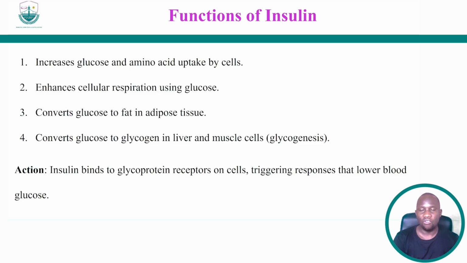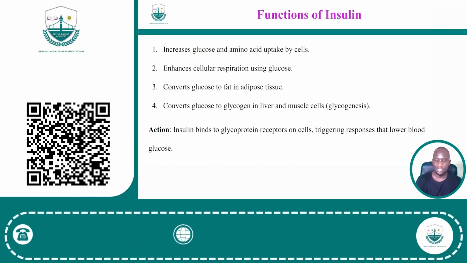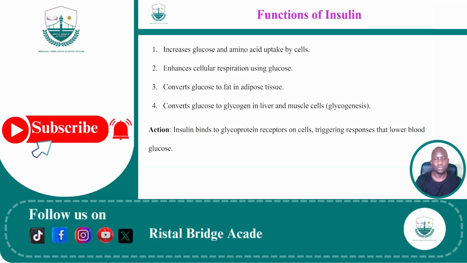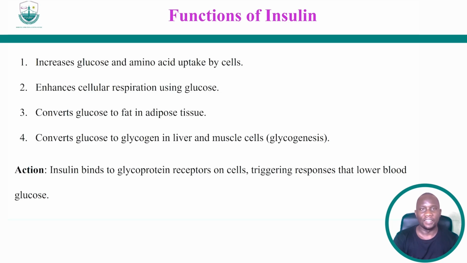And then it converts glucose to other substances. For example, it converts glucose into fat, and this fat is what is stored in the adipose tissue. And then the last point is that it increases the conversion of glucose into glycogen, which is stored in the liver and also in the muscle cells, a process called glycogenesis. Okay, so how does this insulin act? Insulin will act when it binds to receptors that we call the glycoprotein receptors on cells, and then it triggers all these responses, number 1, number 2, number 3, and number 4, such that the blood glucose levels are brought to the normal range.